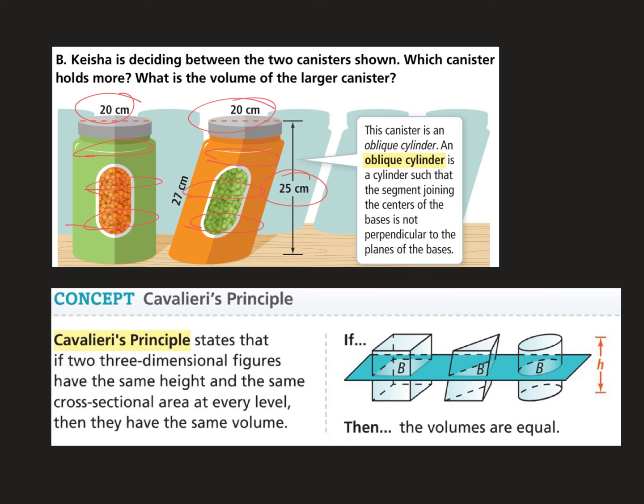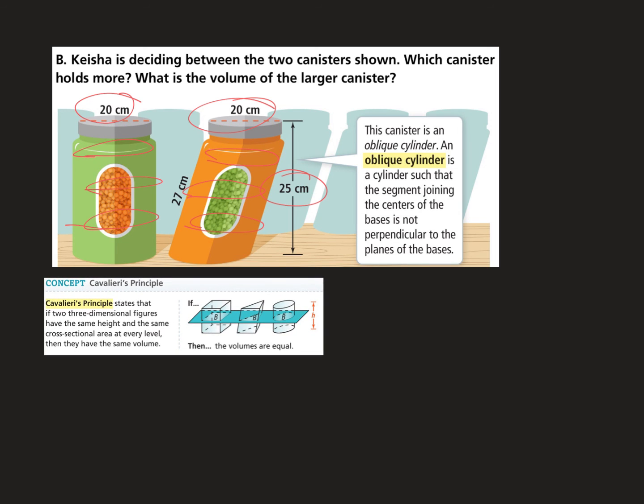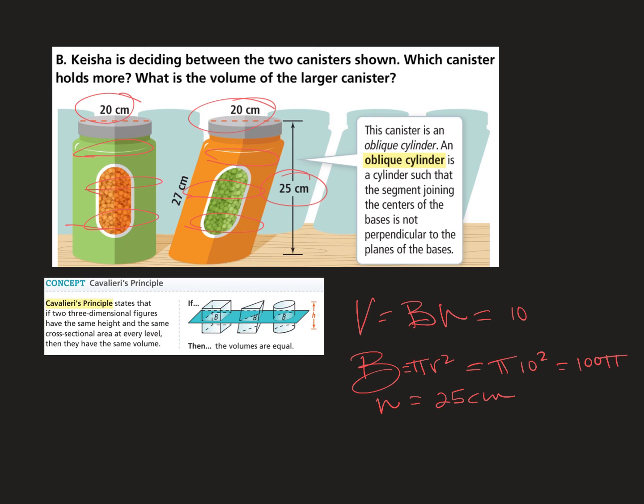And we could come up with the volume. Remember, volume, let's shrink this guy down, is the area of the base times the height. So our base here is pi r squared. So our base here is pi times 10 squared, which is 100 pi. And our height is 25 centimeters. So our volume is 100 pi times 25, or 2,500 pi.